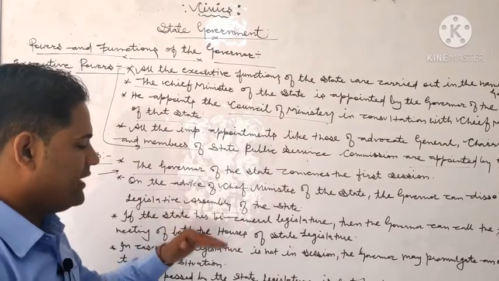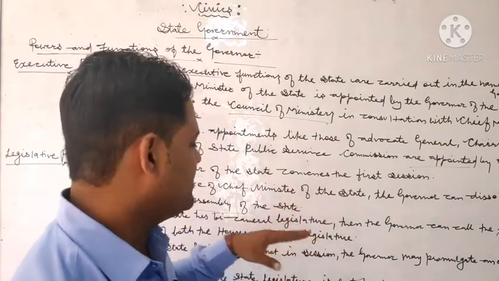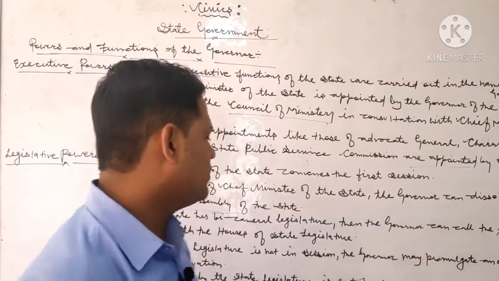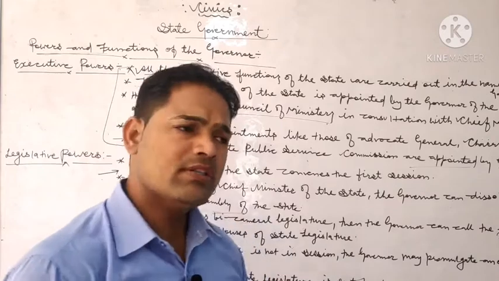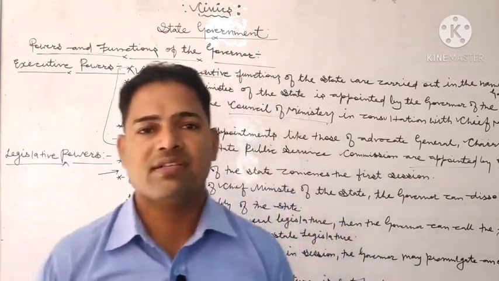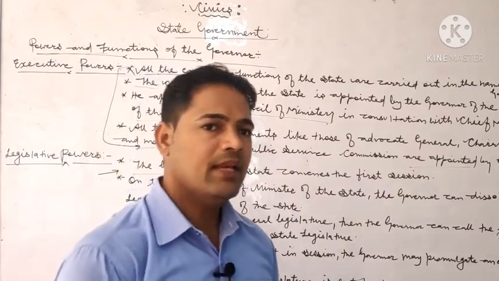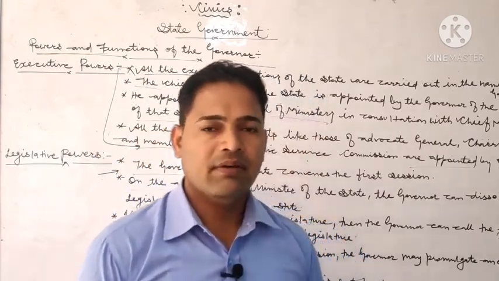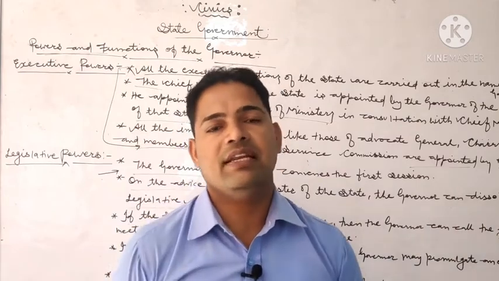If the state has a bicameral legislature, meaning both the Vidhan Sabha and the Vidhan Parishad exist, then the governor can call a joint meeting of both the houses of the state legislature. For some issues, like the bill we have discussed, if there is a conflict over a bill, then for discussion the governor has the power to call both the houses of the state legislature at a time.